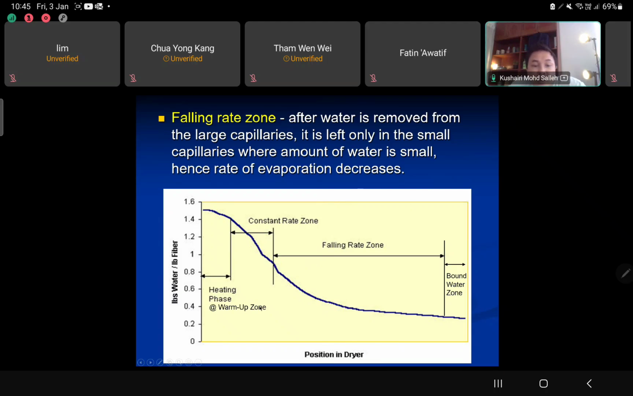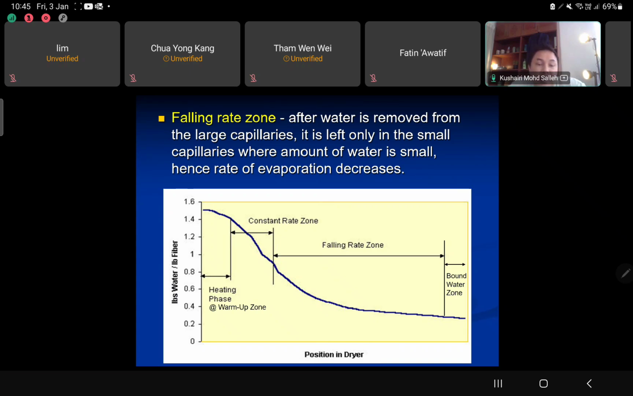Rate of evaporation is referring to the steepness of the graph. As you can see, the constant rate zone has the steepest graph. That's why it has the highest evaporation rate. And then when we move forward to the falling rate zone, basically the evaporation rate keeps on decreasing before we reach the bound water zone.